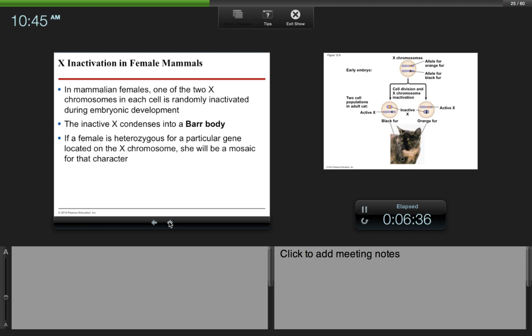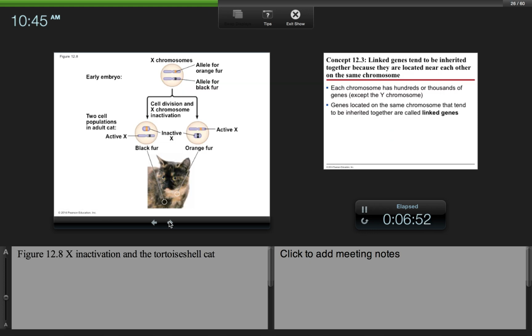In mammalian females, one of the 2 X chromosomes in each cell is randomly inactivated during embryonic development. The inactive X condenses into a bar body. If a female is heterozygous for a particular gene located on the X chromosome, she will be a mosaic for that character, such as in the tortoiseshell cat.